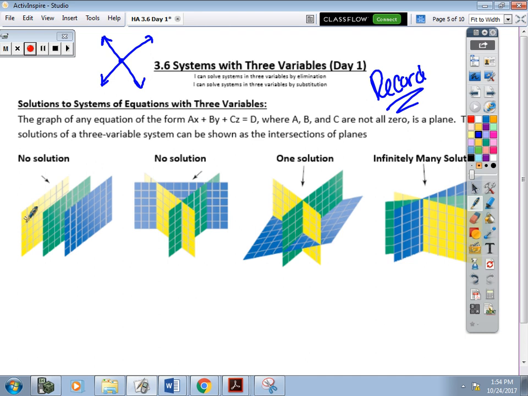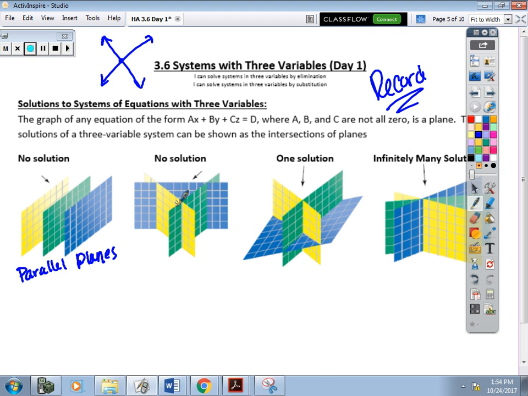There's a chance that you could get no solution, where you have three planes that never intersect. Anyone have a guess, or remember from geometry, what planes that don't intersect would be called? Parallel planes. That would be an example of no solution. They don't intersect. This is also an example of no solution. Even though the yellow and the blue intersect, the blue and the green and the yellow, all three of them don't intersect at one time.